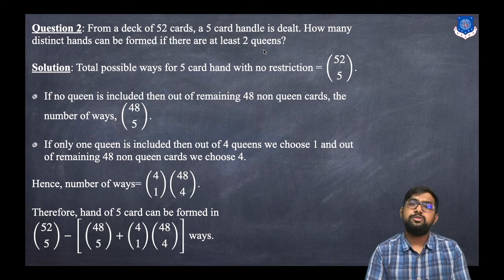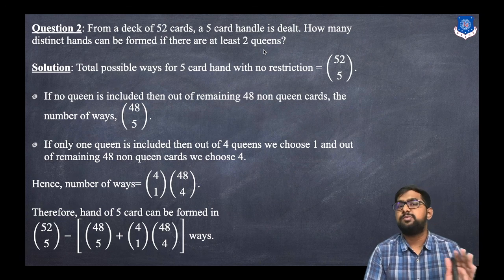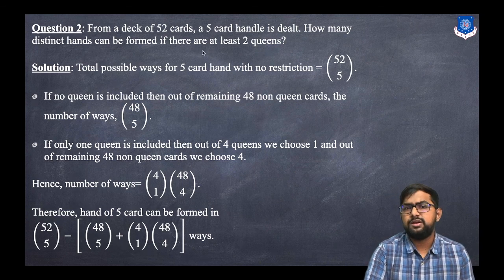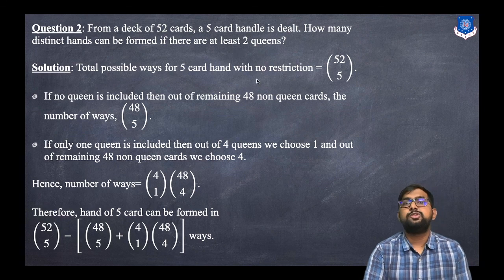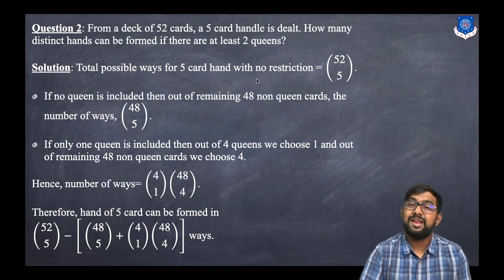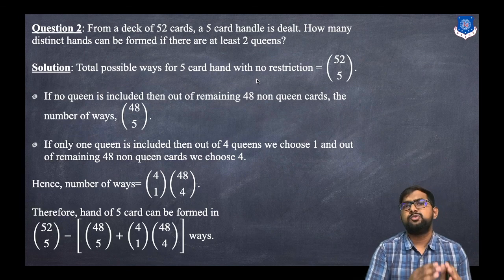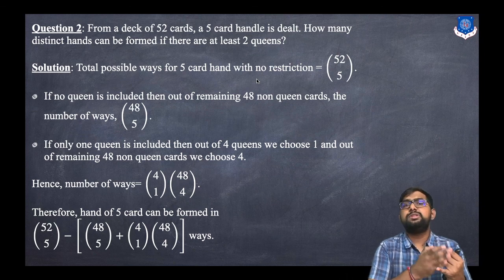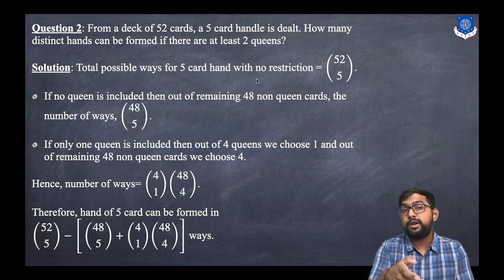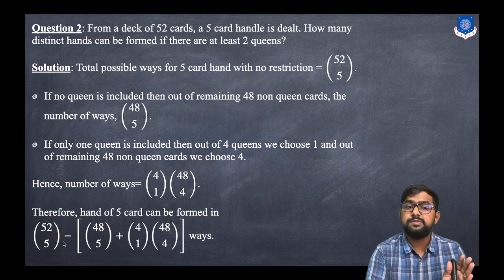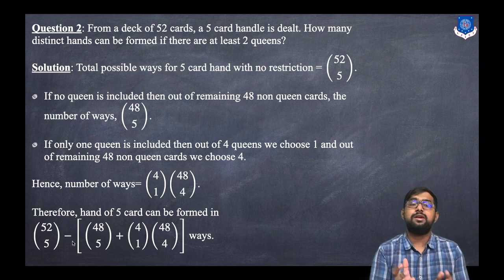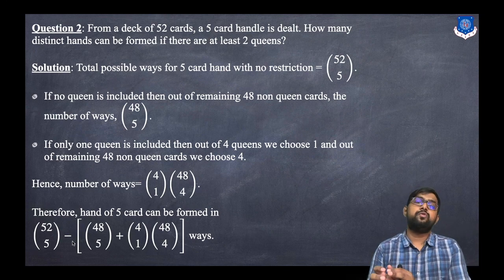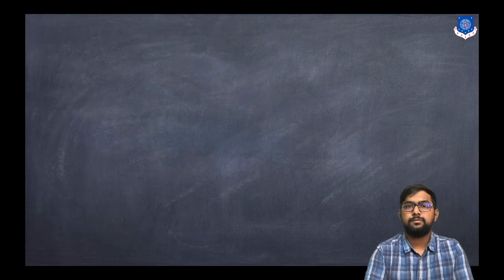That means we can also do this sum as previously. How? See, there are at least 2 queens. So it can be either 2, or 3, or 4. So just take all these 3 cases, queens having 2, 3, and 4, and then add them, or do it in this manner: 52C5 minus, that means all total cases minus only one queen and no queen. So both the answers will be the same.